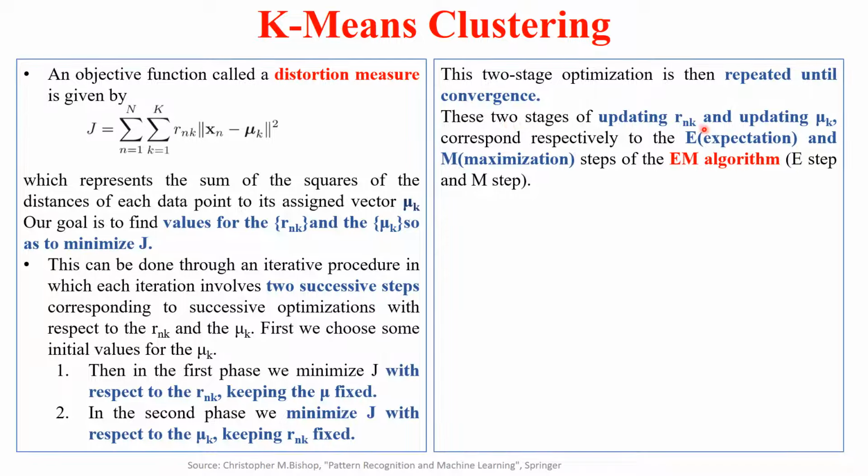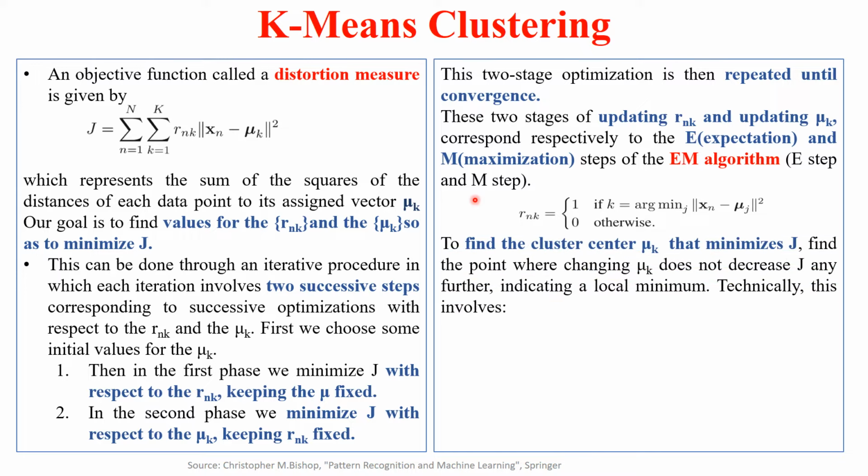These two stages of updating r suffix nk and updating mu k correspond respectively to the expectation and maximization steps of the EM algorithm. To find the cluster center mu k that minimizes J, we need to find a point where changing mu k does not decrease J any further, which indicates the local minimum.